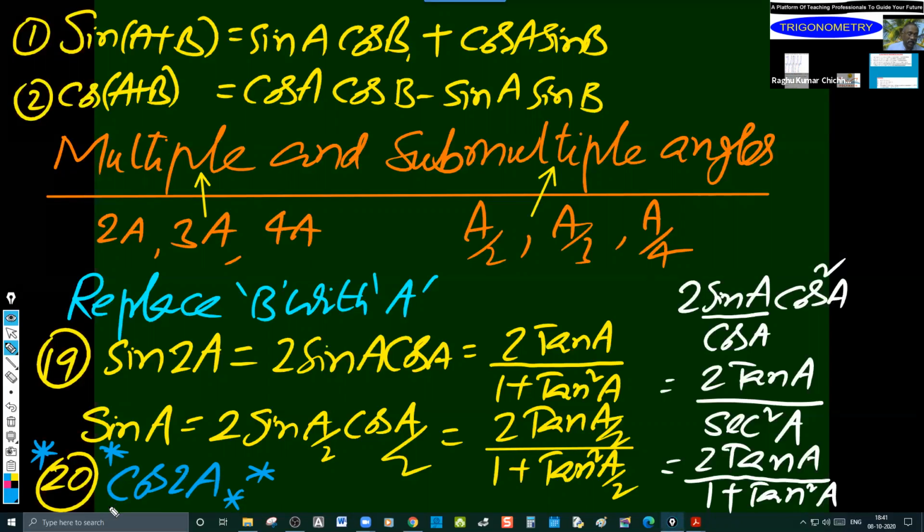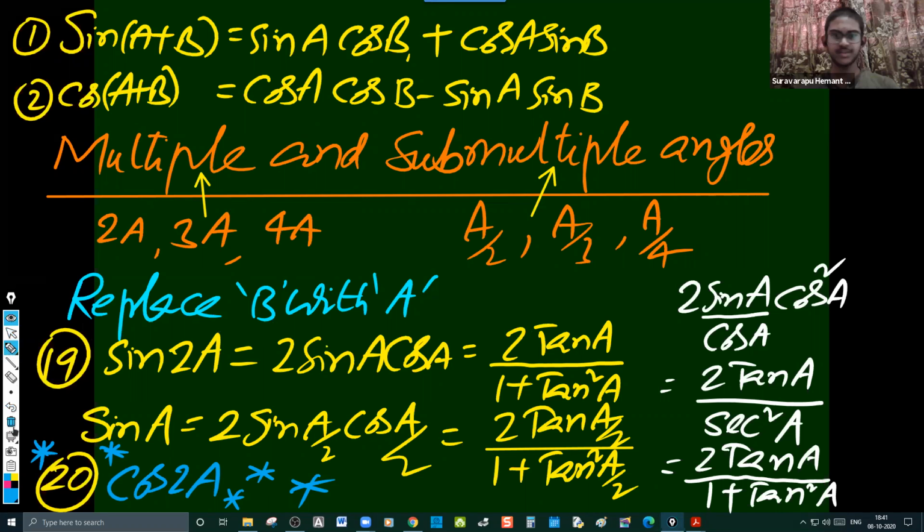That is the reason why there is more and more prominence for this formula. It is a 5-star formula, cos 2A. I'll be deriving that in the next class. But till then, whatever we have derived, just remember them. Cos 2A, I'll be deriving in the next class. Okay, is it okay up to this? Yes, sir. Totally okay, sir.